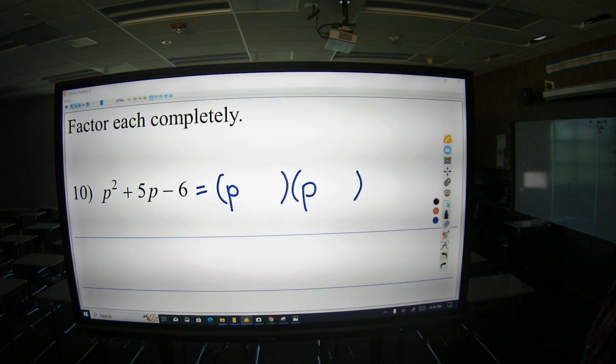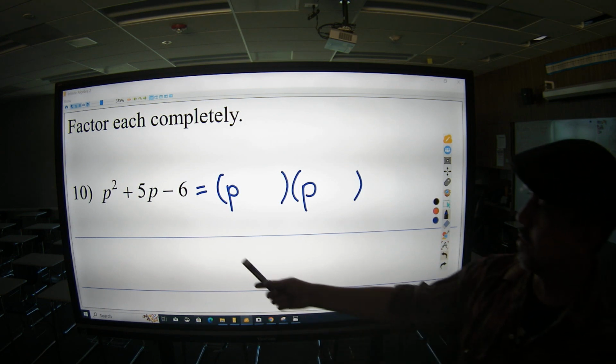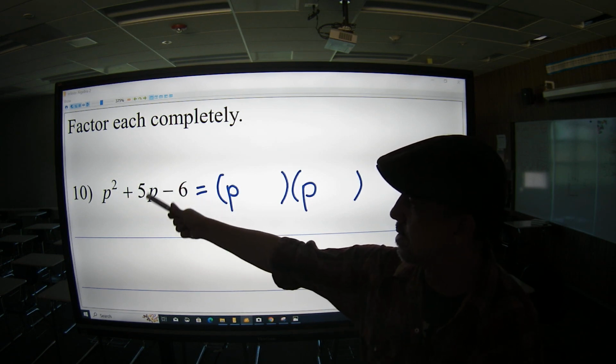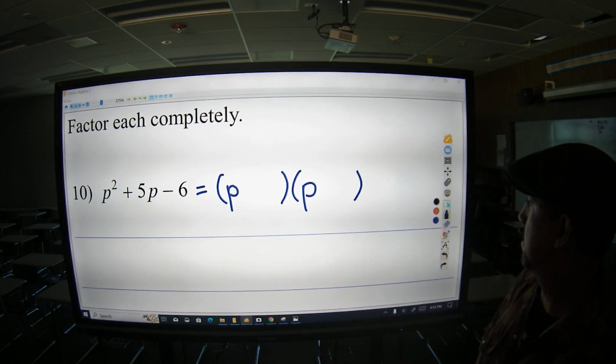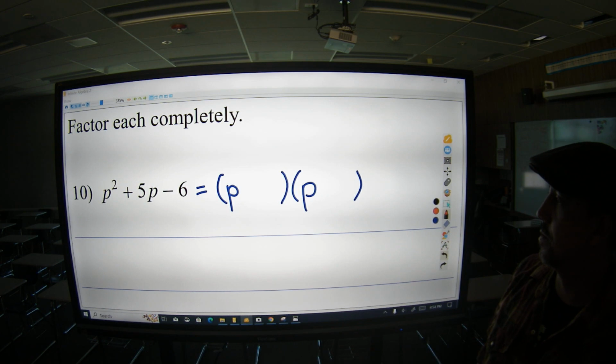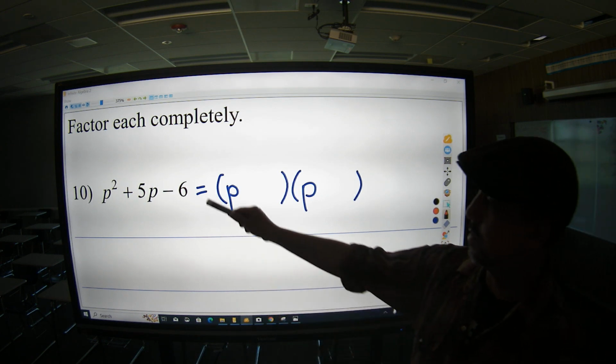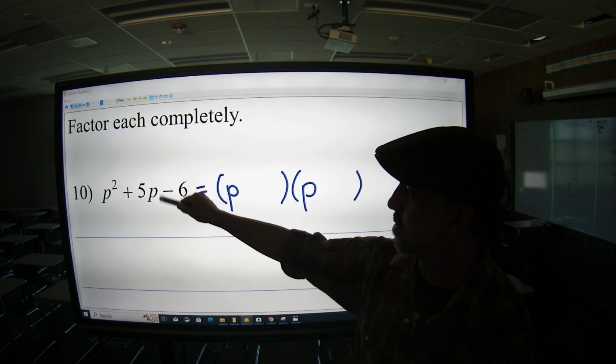Now we have to analyze, looking at the linear terms. Again, we're looking for two numbers that will have a product of negative 6 and a sum of 5. Now, in the last example, our constant term was positive, but in this case, it's negative.